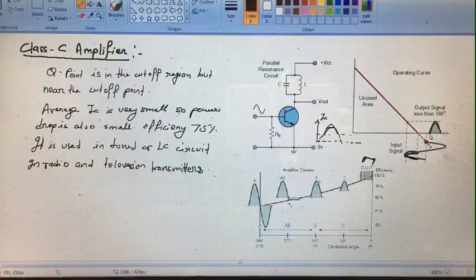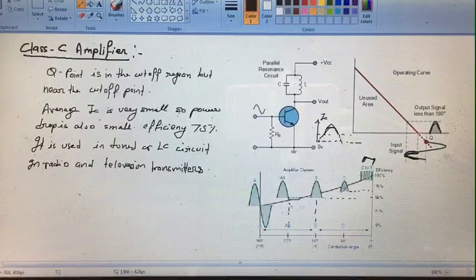Now class B amplifier responds only for 180 degree and its efficiency is nearly 50 to 60%, and in case of class C amplifier its efficiency is nearly 75% while it responds to less than 180 degree.